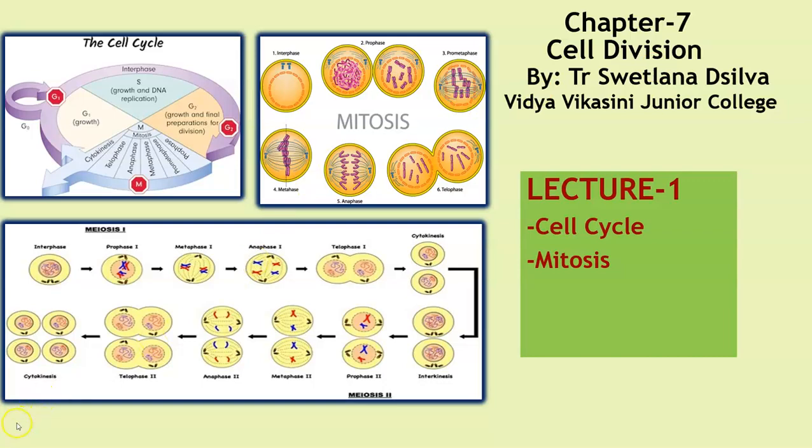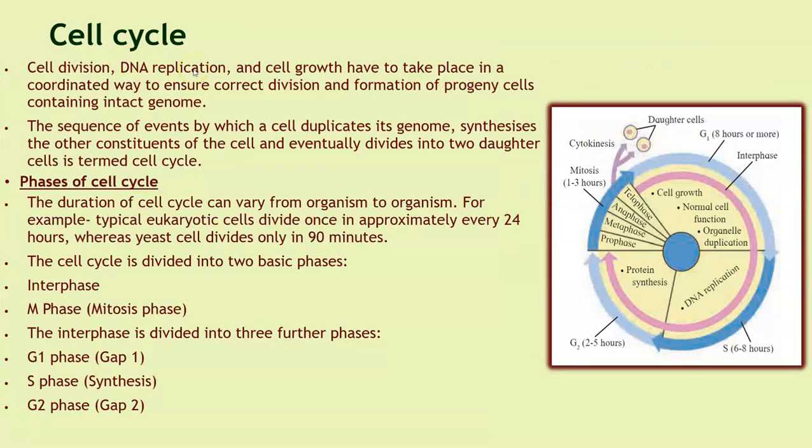So let's begin. Students, the life of all multicellular organisms starts from a single cell, that is the zygote. Growth of every living organism depends upon cell division. As stated in the cell theory, every cell arises from the pre-existing cell.